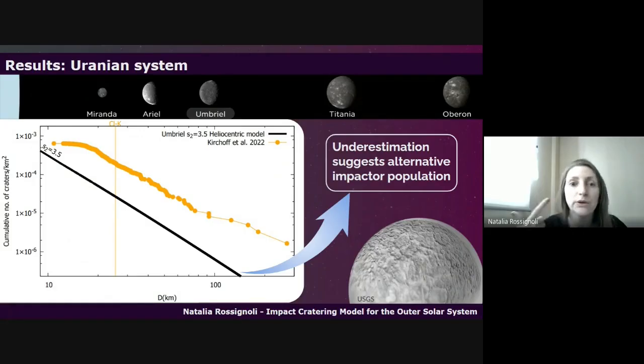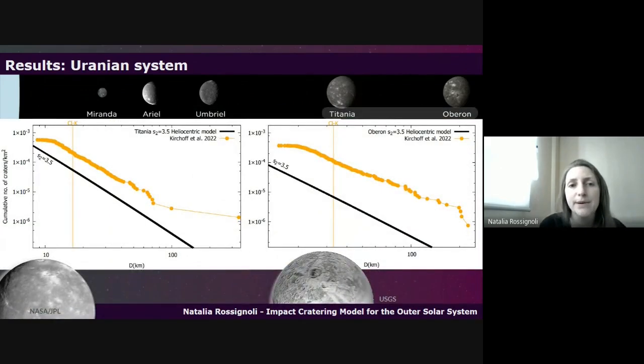underestimation of our model, which is very alarming, and it's indicating that evidently the craters on Umbriel are produced or have been produced by other impactor population. So in this case, such a strong difference between our model and the observed crater counts, especially if it goes along or throughout all the crater sizes, is indicative of another alternative impactor population. And the same thing happened in Titania and Oberon. So these are very highly cratered terrains, and we are certainly not able to explain them with a heliocentric model.